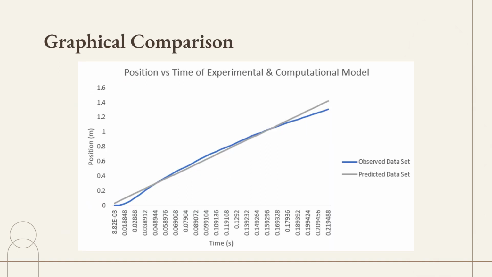This graph shows the comparison between the position and time of our experimental dataset and our computational model. The gray line represents the predicted dataset, whereas the blue line represents the observed dataset. We can see that the predicted dataset is way more linear than our actual data due to it being theoretical and not having real forces acting on it.